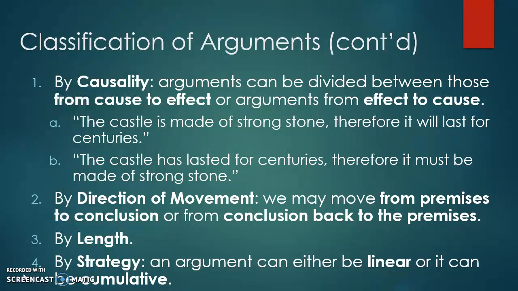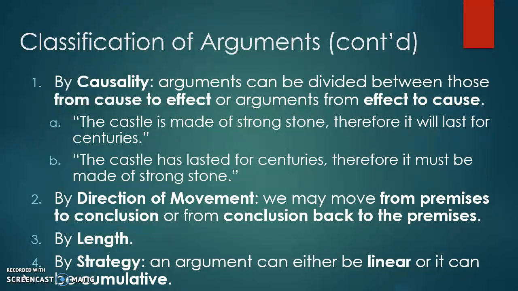We can classify arguments by causality. Arguments can be divided between those from cause to effect or arguments from effect to cause. An example of an argument from cause to effect is: the castle is made of strong stone, therefore it will last for centuries. An example of an argument from effect to cause is: the castle has lasted for centuries, the effect, therefore it must be made of strong stone, the cause.